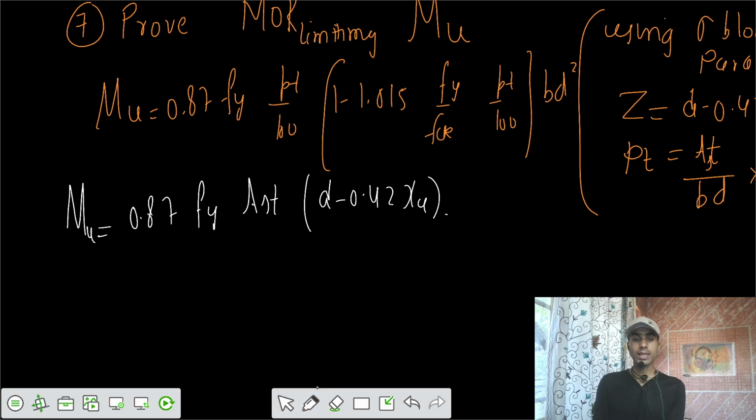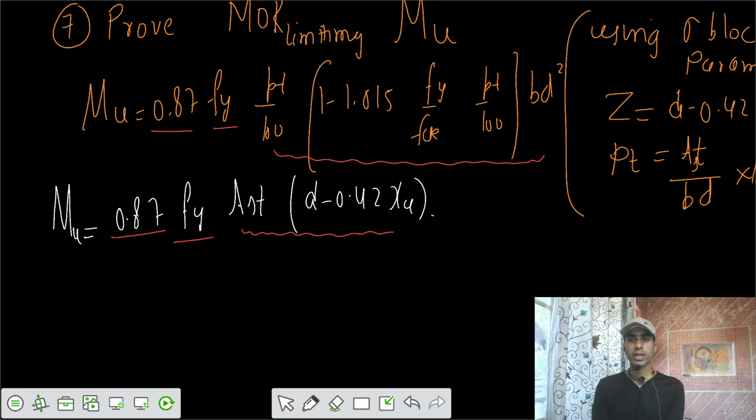And you would see that we have the same parameters from this equation. 0.87 is here, 0.87 is here, fy is here, fy is here, and this is any other thing we have. So I have to convert this part in terms of this one. So let's try to have that.